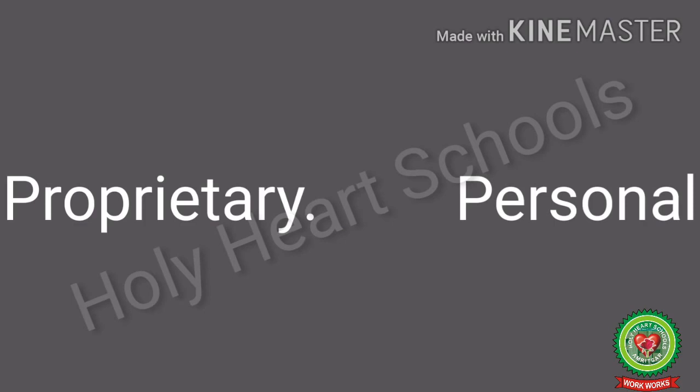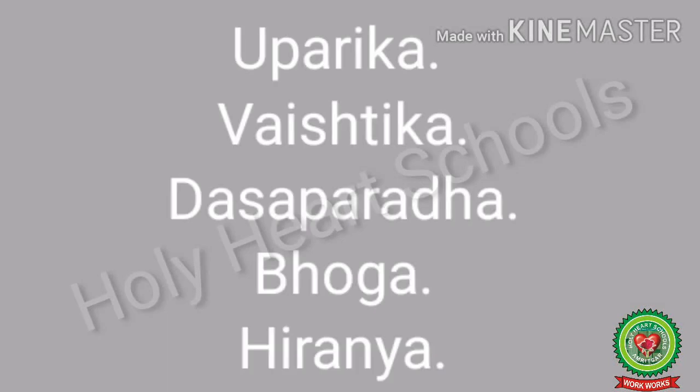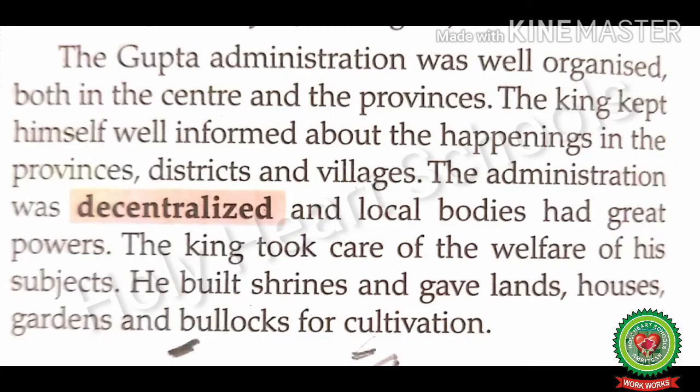Proprietary means personal. So, children, land tax was the main source of income, which differed according to the total produce. So, children, besides land revenue, there were some other taxes like the uparik, which was levied on those cultivators who had no personal rights on land. Vashtek was a tax on forced labor. The Dasaprad was a tax on criminals for 10 crimes. Bhog was a kind of tax on goods taken from one place to another, and Hiranya was a tax on gold, etc.